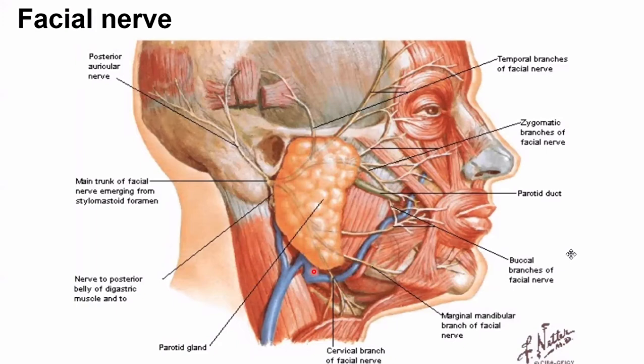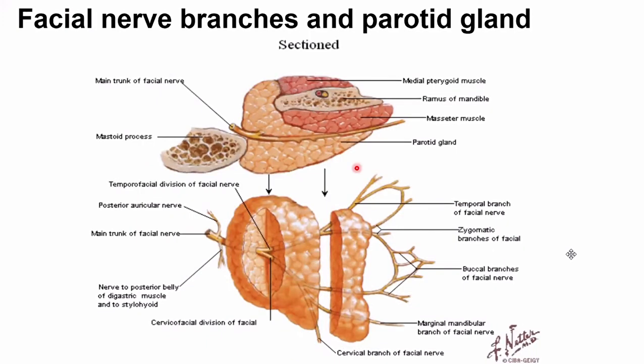So another view here, this is the main trunk of the facial nerve. There's a posterior auricular that supplies the occipitofrontalis, the occipital belly, and there's a branch that goes to the digastric muscle, to the neck, and it goes through the substance of the parotid gland. And inside the parotid gland, the facial nerve divides. Ito na yung 5 branches of the facial nerve.